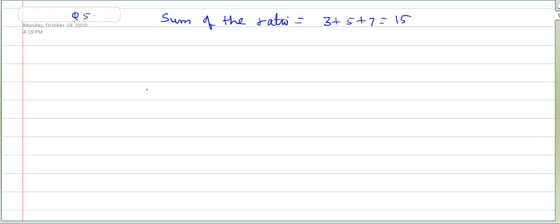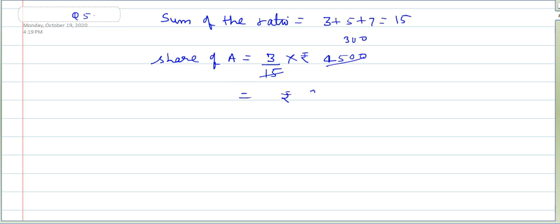Now the share of A. What is the first value of the ratio? A is the first person, so we consider the first ratio, that is 3, right? 3 upon 15 into rupees, what is the amount? 4500. If we divide by 15, we get 300. It is equal to rupees 3 into 300, that equals rupees 900. So how much amount will A get? Rupees 900.